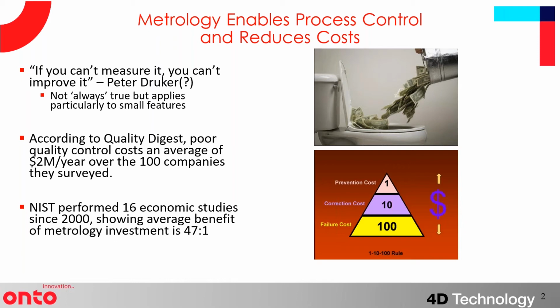And the cost of lack of control is pretty severe. So Quality Digest did a survey of 100 different companies that are subscribers and found that the companies' own estimates said that lack of proper quality control was costing them more than $2 million a year per company on average. And the National Institute of Standards in the US has performed many studies on quality control and metrology, and in general has shown almost a 50-to-1 payoff when investing in metrology.